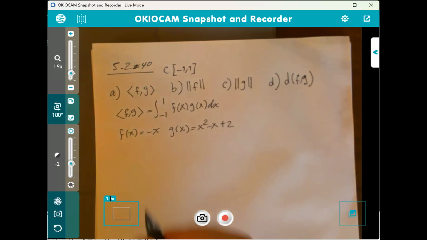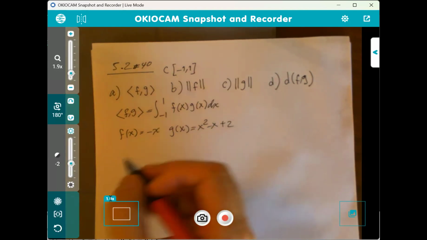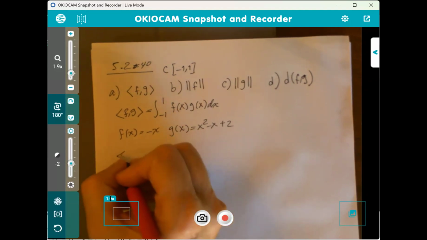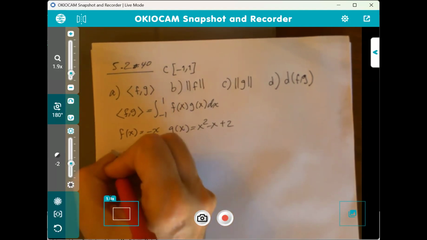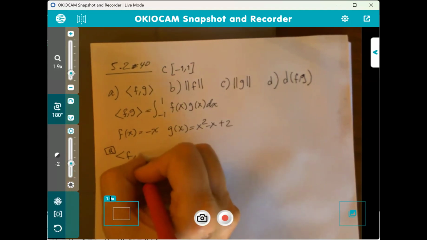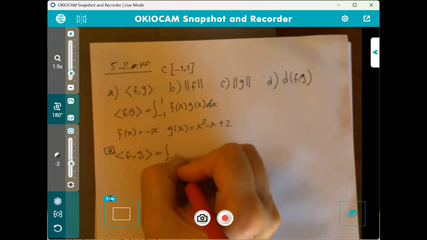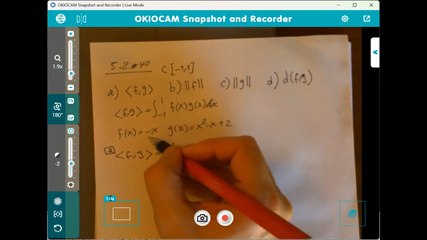Let's do this. For part A, we're given these functions. Let's do the first part. So I'm going to do part A. We're doing the inner product of f and g. It's going to be the integral from -1 to 1. So f of x is negative x.